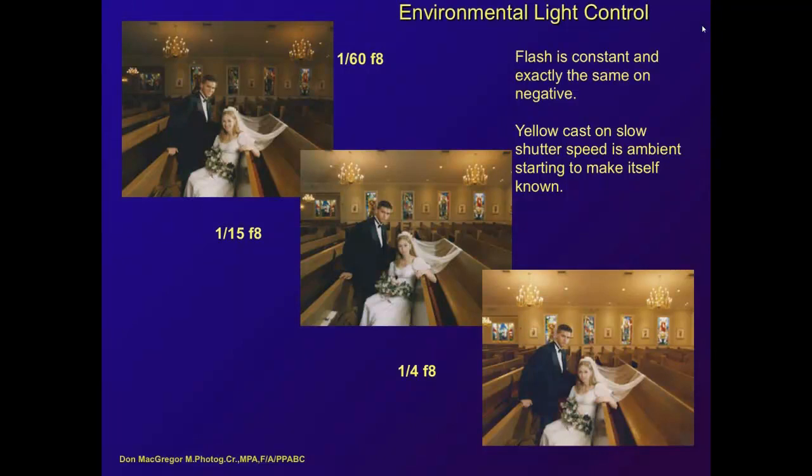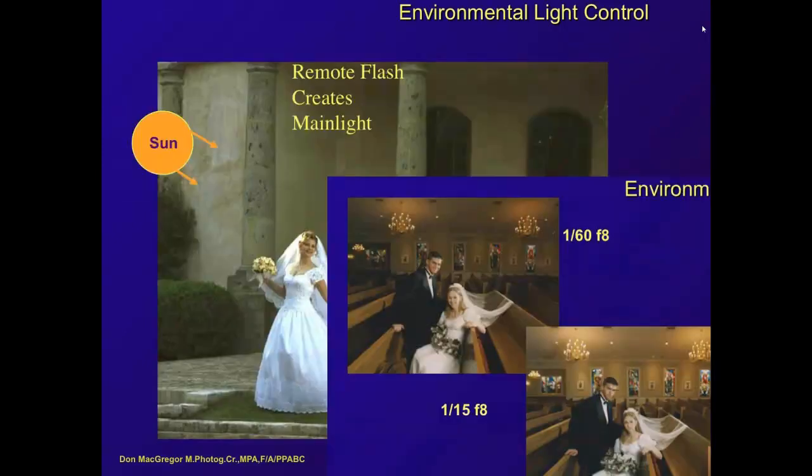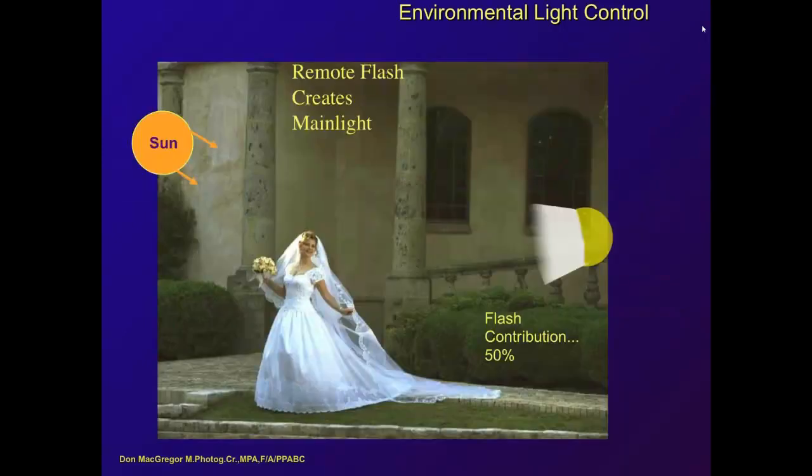Upper left, 60th of a second. Middle, 15th of a second. Right-hand corner, 1/4 of a second. And you can see how the subjects really haven't changed, but the background has by dragging the shutter. Another example of remote flash outdoors, backlit sun on the bride's veil and so forth. The flash is contributing roughly 50% because their face is in shadow. So we've got a very gentle suggestion of a main light coming in.